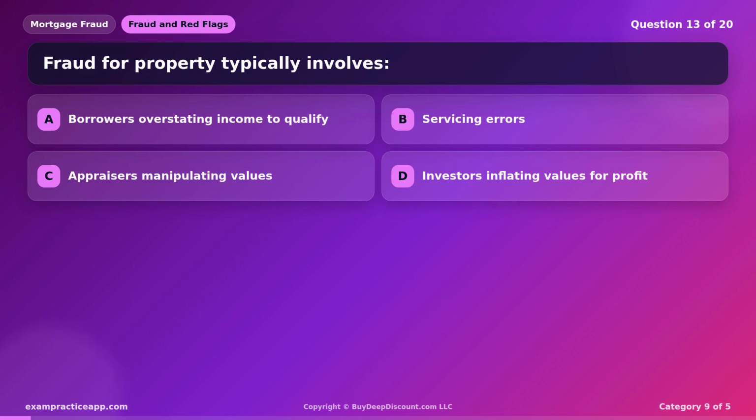Question 13. Fraud for property typically involves option A, borrowers overstating income to qualify, option B, servicing errors, option C, the appraisers manipulating values, option D, investors inflating values for profit. Take a moment to choose your answer. The correct answer is option A, borrowers overstating income to qualify. Explanation. Fraud for property usually involves borrowers seeking home ownership.